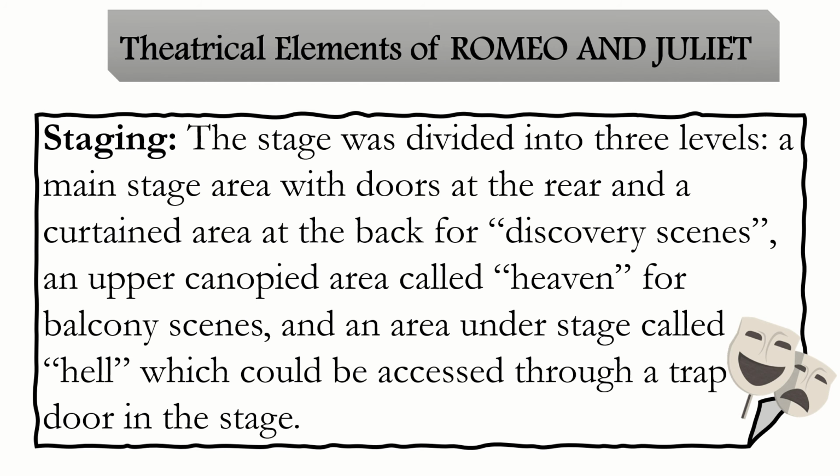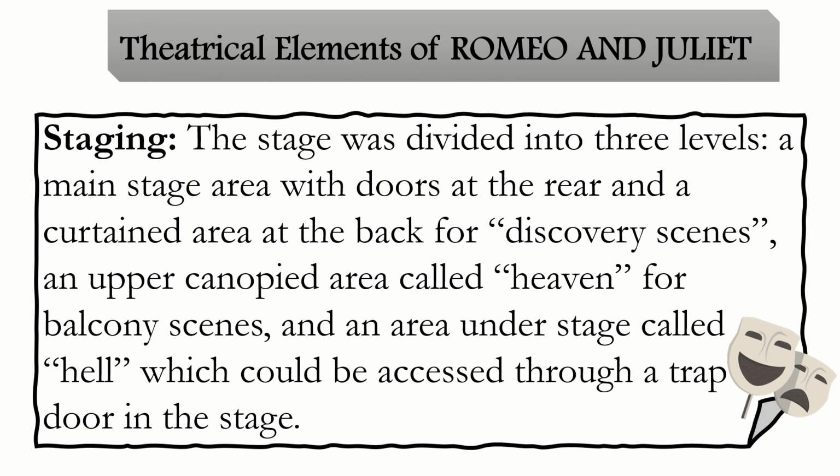Staging. The stage was divided into three levels: a main stage area with doors at the rear and a curtained area at the back for discovery scenes, an upper canopied area called Heaven for balcony scenes, and an area under the stage called Hell, which could be accessed through a trap door in the stage.